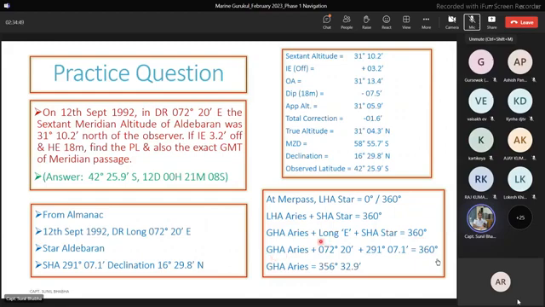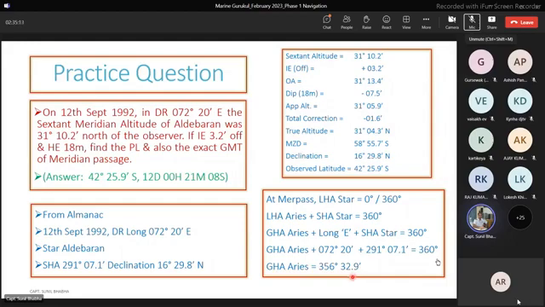Now we know the values of the longitude. It is given to us in the question, 72 degrees 20 minutes east. We know the SHA of the star. We obtained this value from the almanac, 291 degrees 7.1 minutes. Putting these two values here, we get the value of GHA Aries as 356 degrees 32.9 minutes.